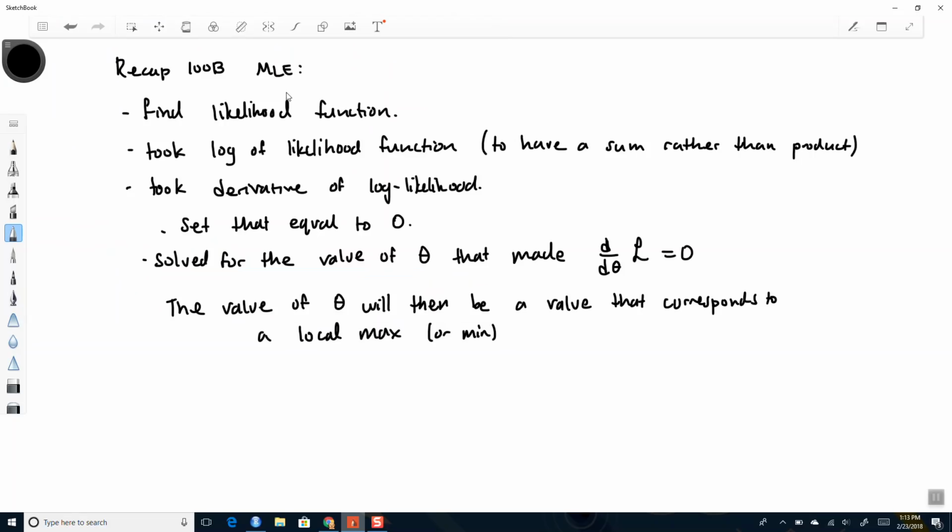Okay, so that's the analytic approach, right? Doing this derivative stuff and setting it equal to 0. In the computational numeric methods, we are going to avoid some of this analytic approach. This step will be replaced with a root finding algorithm.